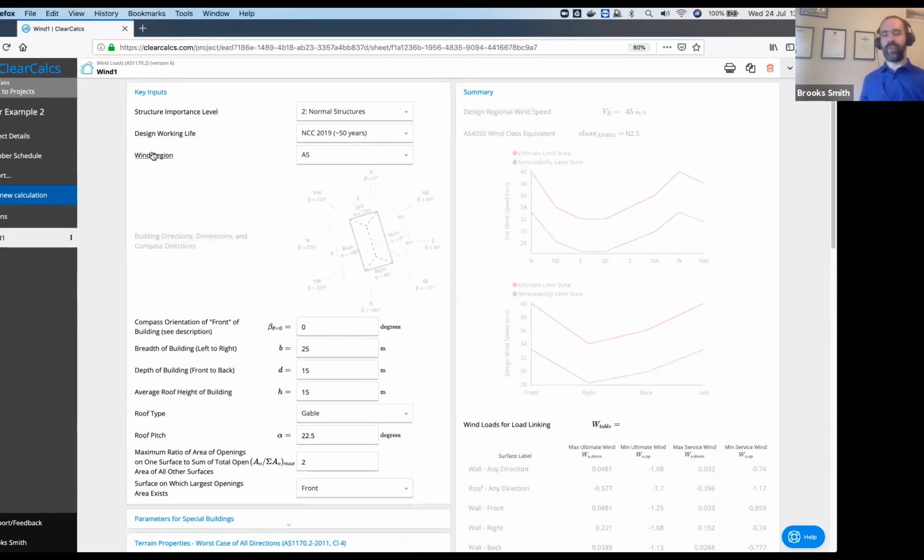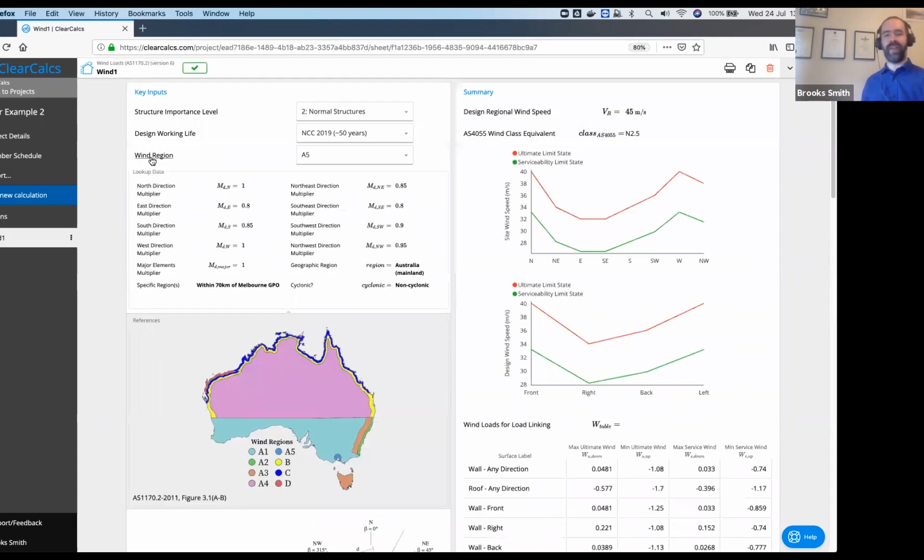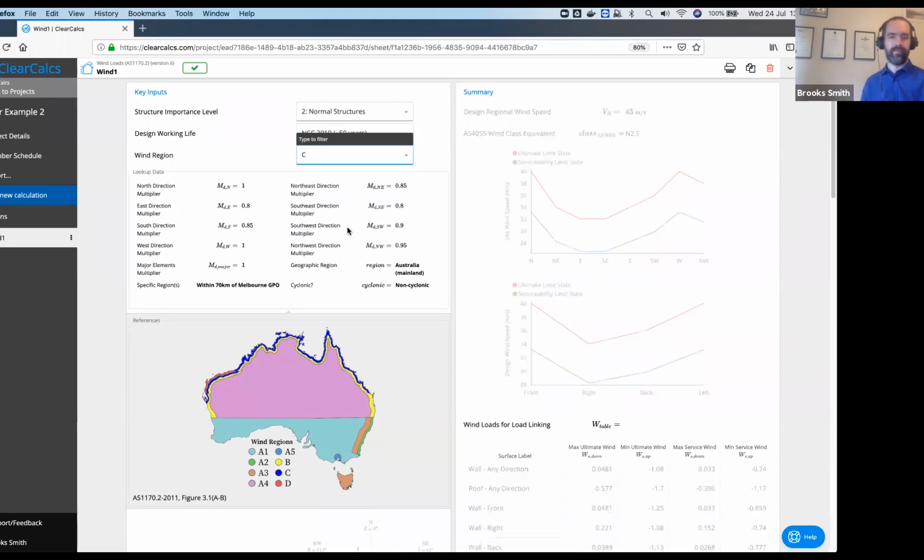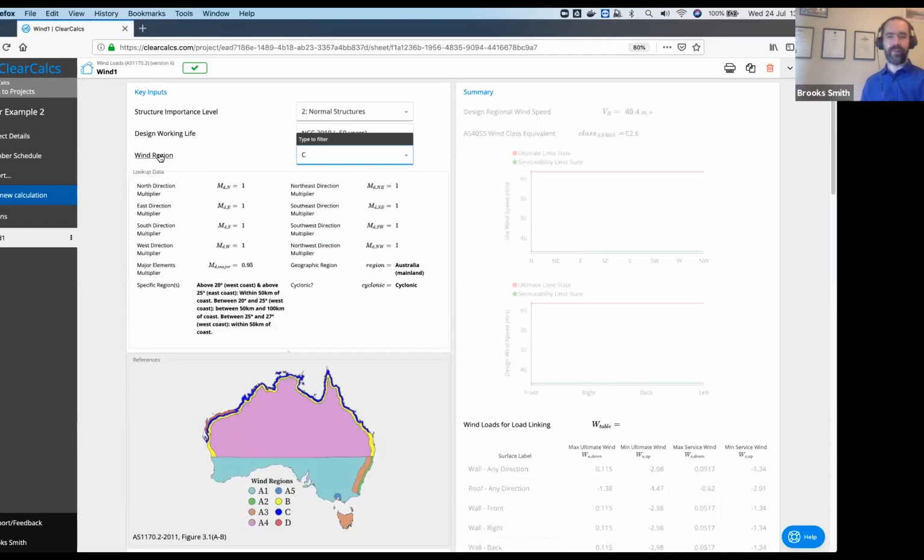Now, we will shortly be automatically determining what your wind region is. For now, you do need to actually look it up manually. We can see pretty clearly here that the region is this blue region, very close to the coast in Queensland. So that blue region corresponds to wind region C. Again, that is a cyclonic region.